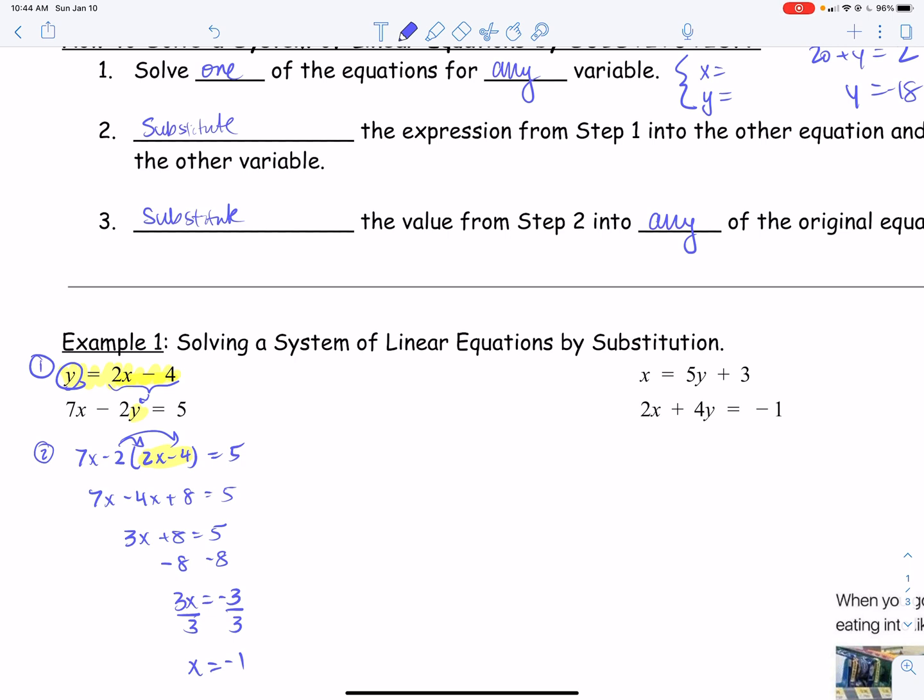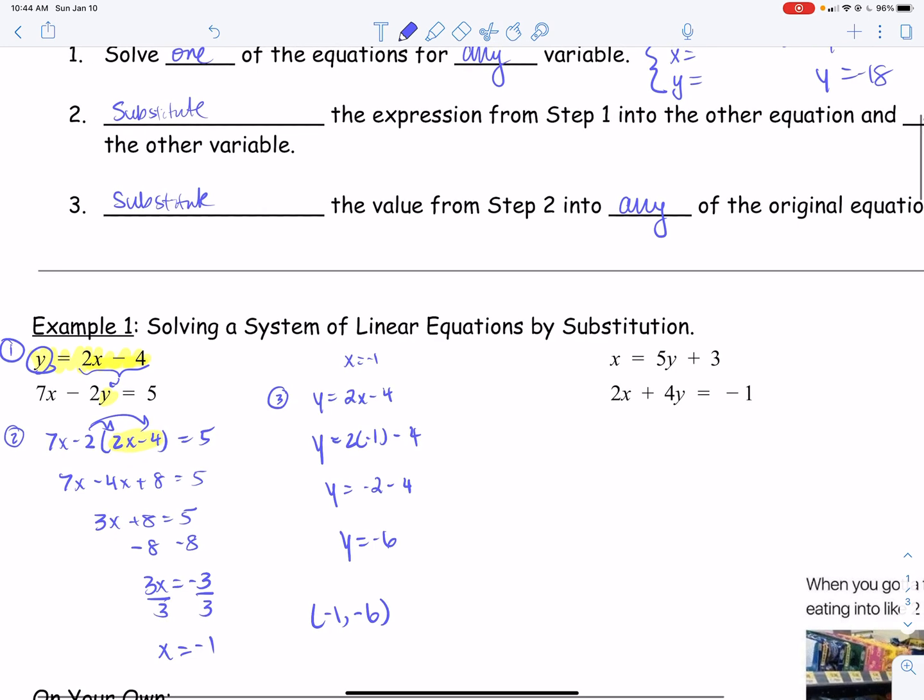So if I have x is equal to something, this is where step 3 comes in handy. I would choose the easier equation. It doesn't matter which one you choose, you'll get the same answer regardless. It looks like my top equation is the simplest one: y equals 2x minus 4. So instead of x, I'm going to plug in negative 1 because that's the value I got in step 2. So 2 times negative 1 minus 4. So y is equal to negative 2 minus 4. I get y is equal to negative 6. So my ordered pair is going to be negative 1, comma, negative 6.